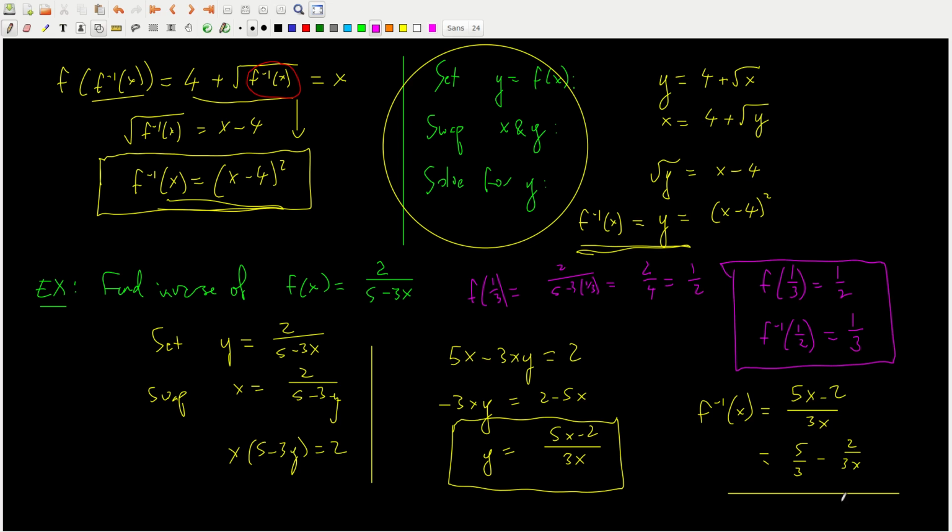And so we can check that by plugging a half in here. If I plug 1/2 in here, this is 5/3 minus 2 over 3 times 1/2, which is the same as 5/3 minus 2/3, and what we're left with is 1/3. And so, in fact, the relationship we expect for an inverse function is satisfied here. So we have some good belief that this is in fact the correct inverse function, and I haven't made a mistake.